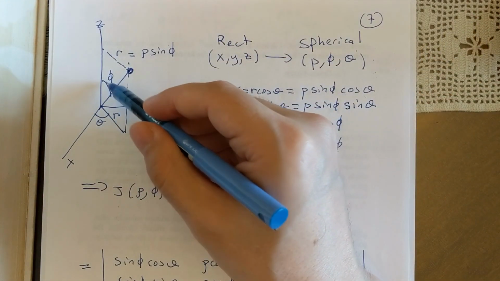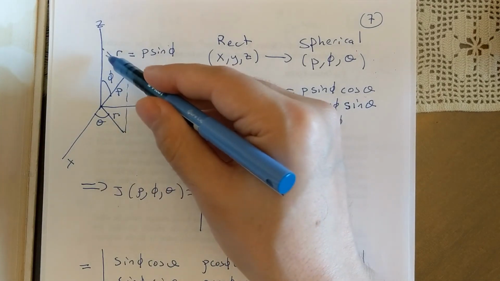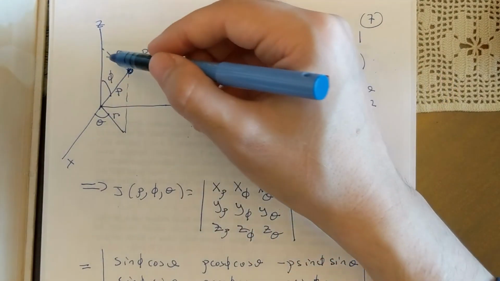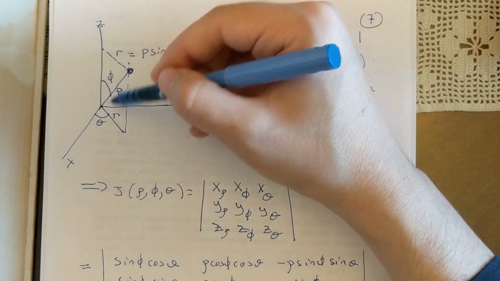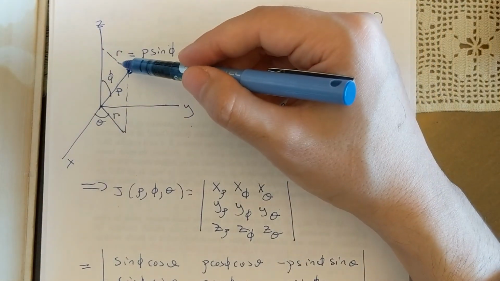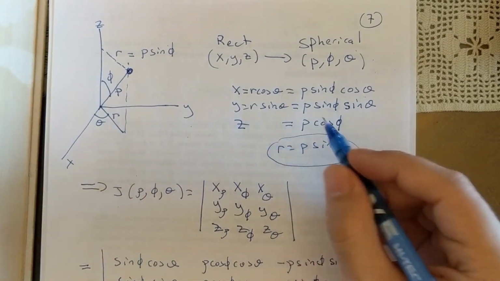Well, if you look, this angle was phi, so this thing and this thing are the same, okay? This side and this side are the same. It's a rectangle, basically. This side and this side are the same. So what would this side be? That would be sine phi. So r is equal to rho sine phi.